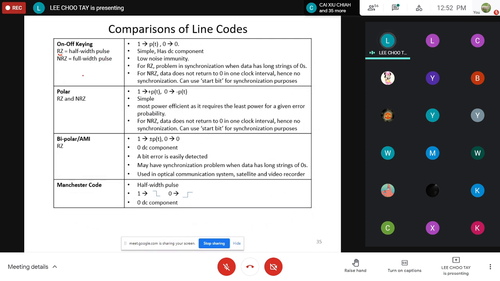So for on-off keying, this expression means I send a binary one with a pulse, but I send a binary zero with no pulse. This method is simple, but it has a DC component. That's a problem with this method. And it has low noise immunity. Why?